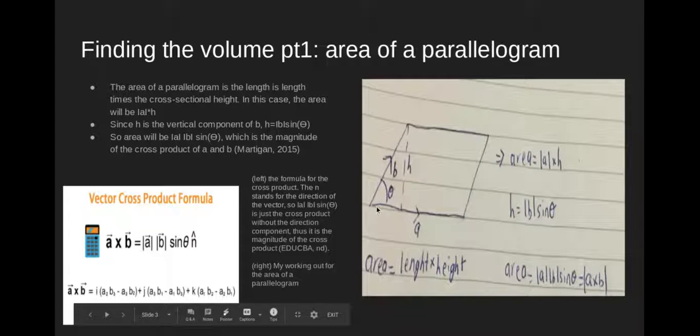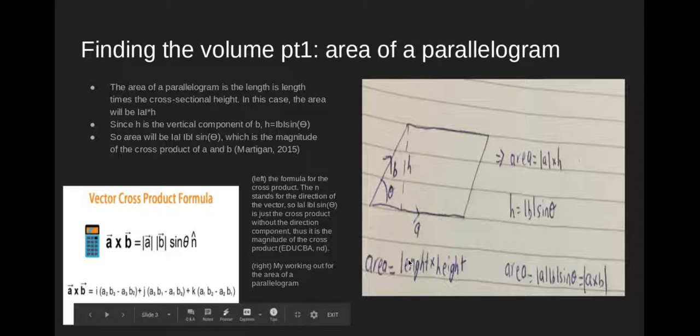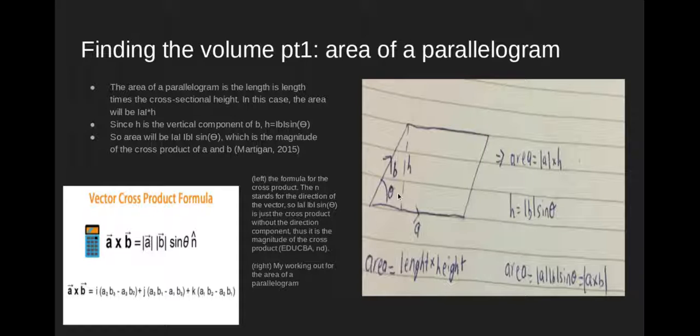So you have two vectors over here, A and B, separated by an angle theta. The area of a parallelogram is defined by the length A times the height, right? However, you see over here that this height is at 90 degrees. This is a cross-sectional height. This is at 90 degrees to the surface.